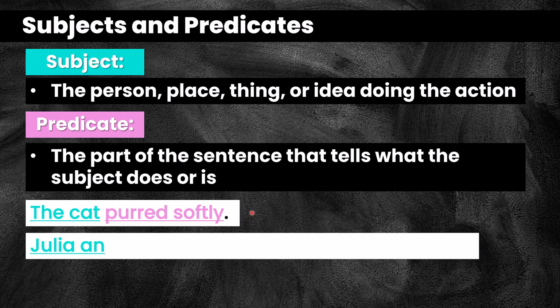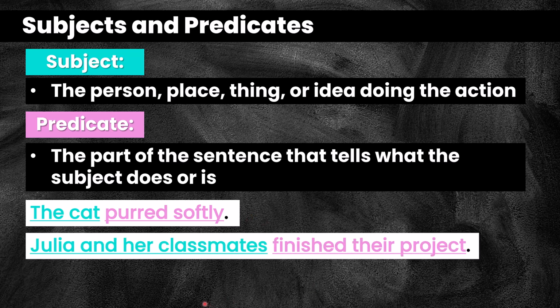We may also have a compound subject. So, Julia and her classmates finished their project. Here we have a compound subject, Julia and her classmates, and the predicate, finished their project. This is telling us what the subject is doing or did.